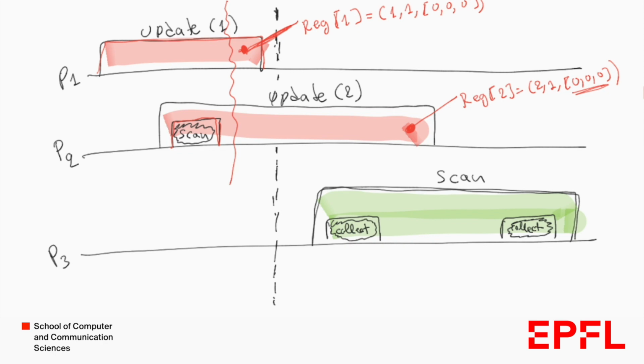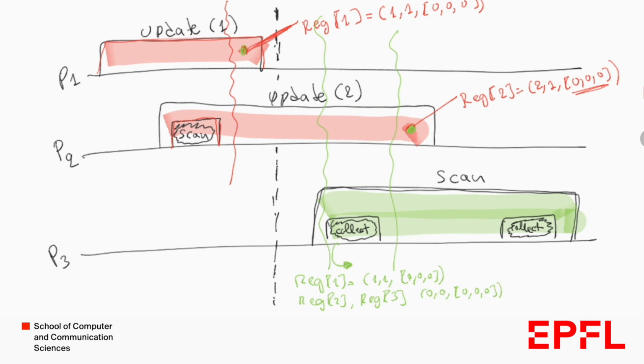Okay, now let's see what the scan would do. The collect here takes place before the write that was performed here by process P2 and after the write that was performed by process P1. So it's going to read back, let's say for register 1, 1, 1, 0, 0, 0. For register 2 and register 3, it will read, let's say, back the initial values. Let's say it was 0, 0, 0, 0, 0.